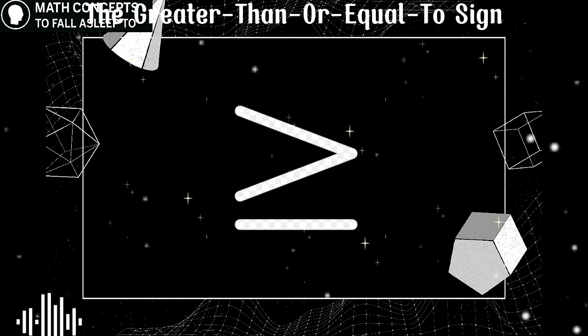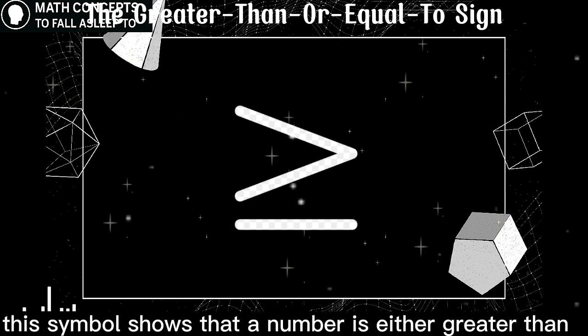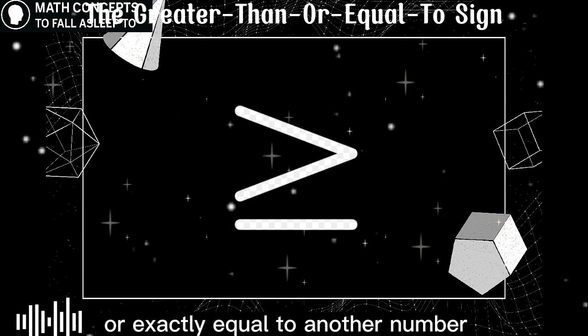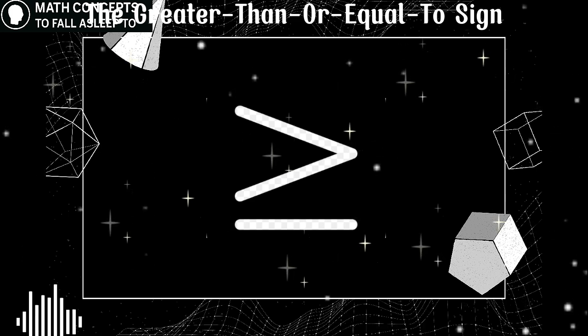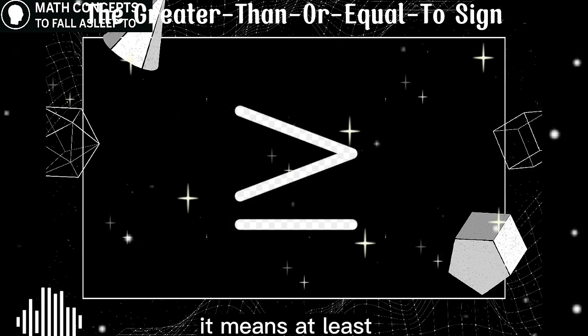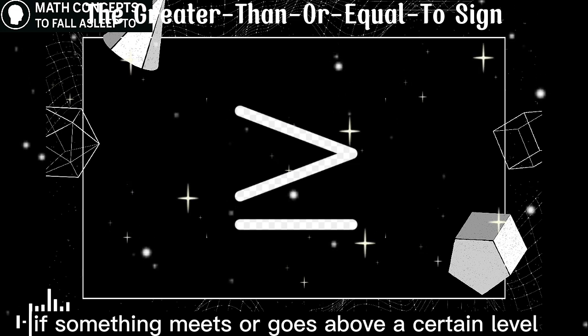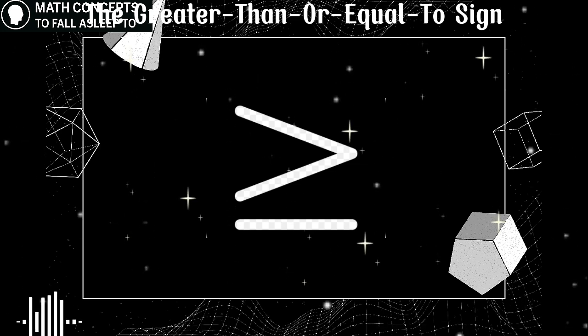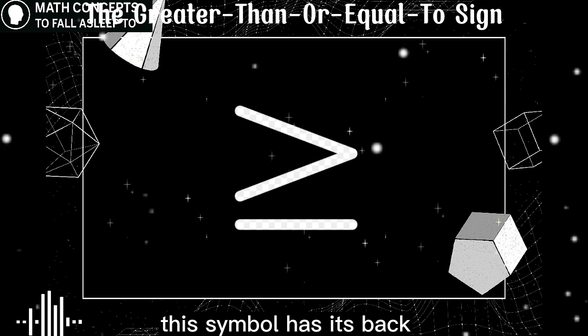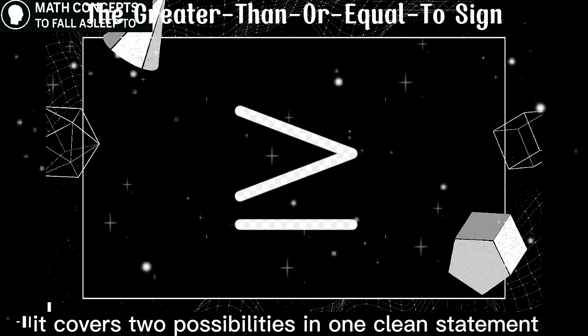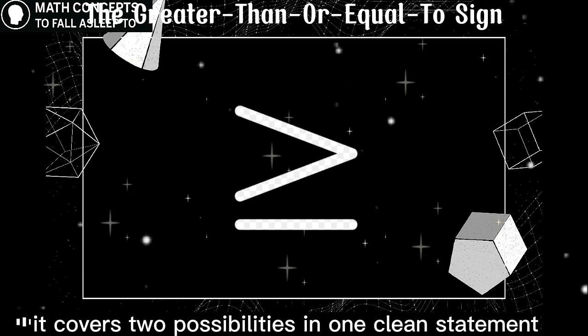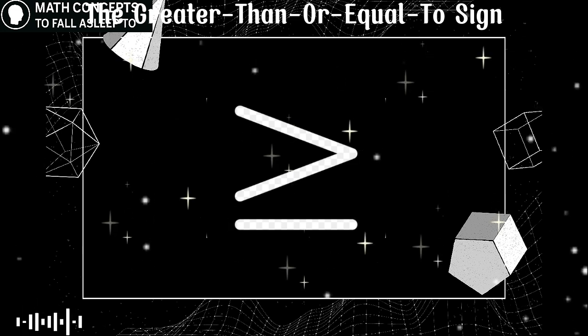Meaning and function. This symbol shows that a number is either greater than or exactly equal to another number. It means, at least, if something meets or goes above a certain level. This symbol has its back. It covers 2 possibilities in one clean statement, bigger or equal.